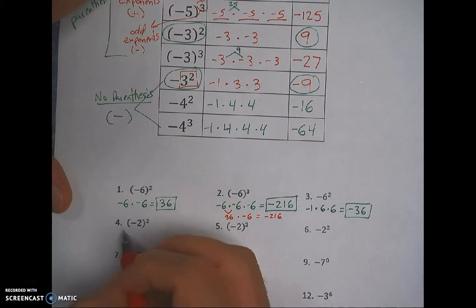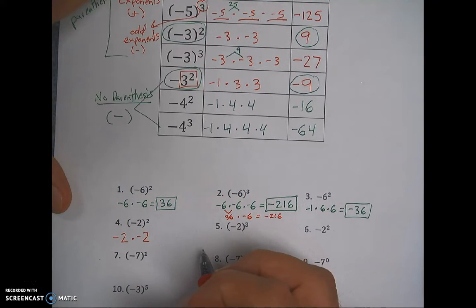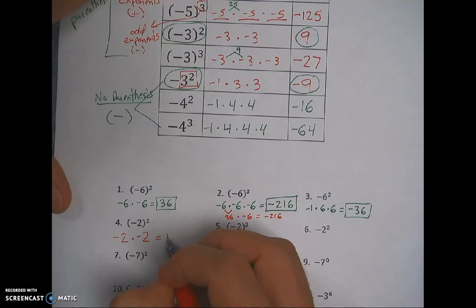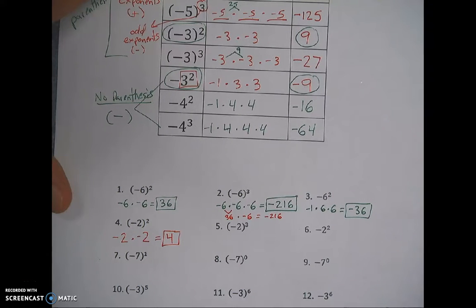So you got to think. So number 4, we're going to expand this. The whole thing's in parentheses, raised to the second power. So the whole thing needs to repeat. -2 times -2. 2 negatives make a positive, and it's 4. Right? No calculator required for that one.